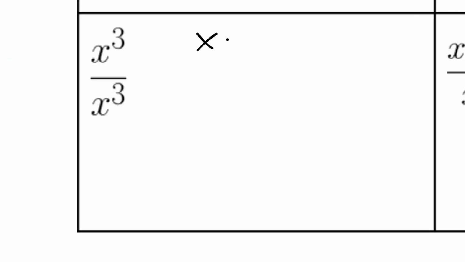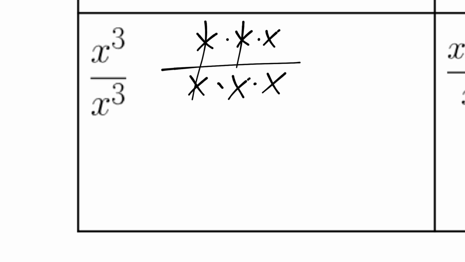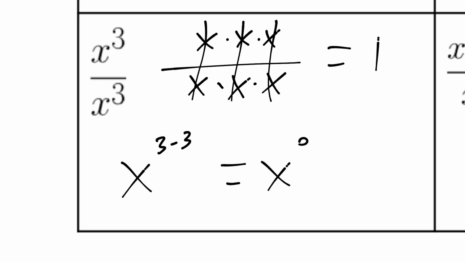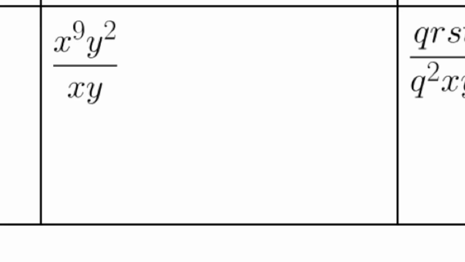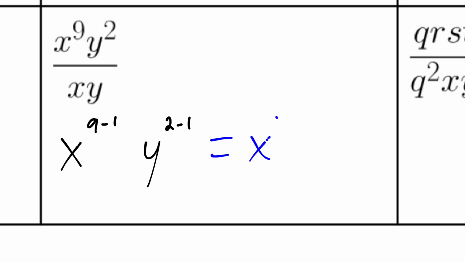So if you think about this as x times x times x over x times x times x, they all cancel out. And what are you left with? Just 1. You can also think of this as x to the 3 minus 3, which is x to the 0, which by default will always be 1. Here we can subtract x to the 9 minus 1 and y to the 2 minus 1. This gives us x to the 8th and y. We could put a 1 there, but that's for the rookies.